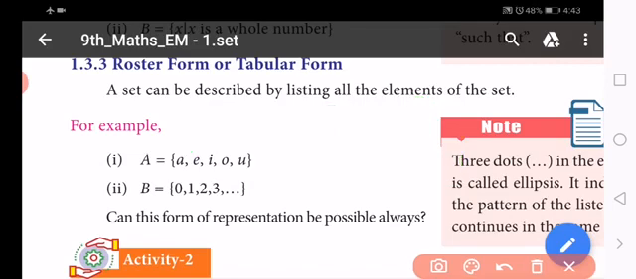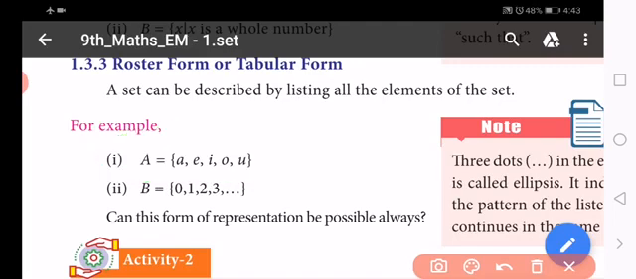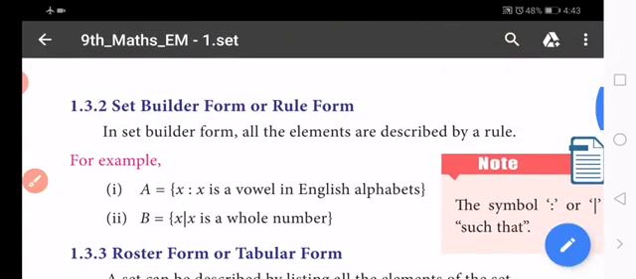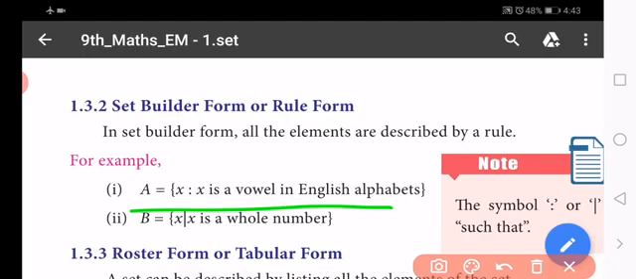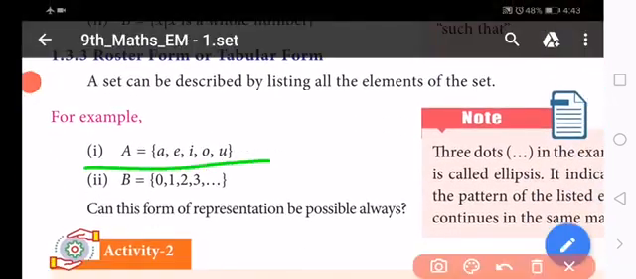So in the first example, A equal to A comma E comma I comma O comma U. In the descriptive method, the set of all vowels in the English alphabet is written in the form of A equal to A, E, I, O, U. That's all. In the set builder form, this is the same example: for all x such that x is a vowel in the English alphabet. In the roster form, it is simply written as A equal to, in the set braces, A comma E comma I comma O comma U.